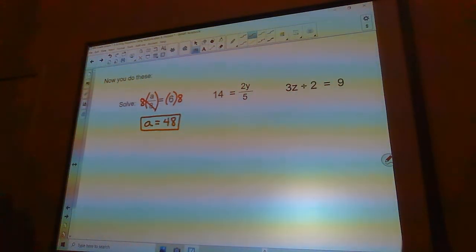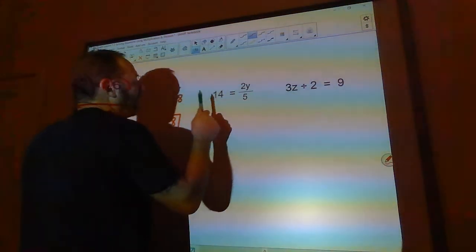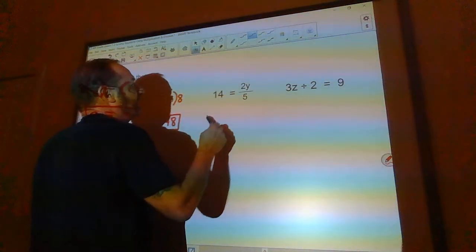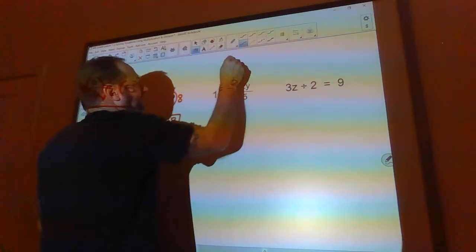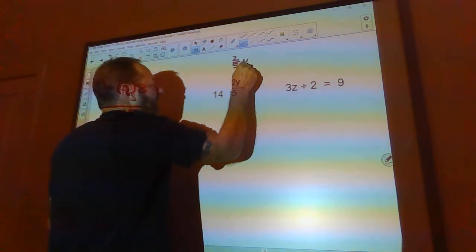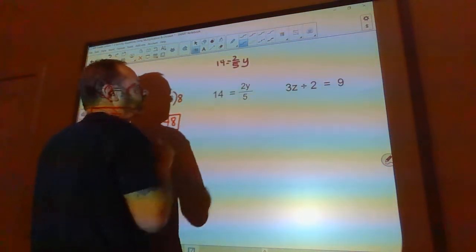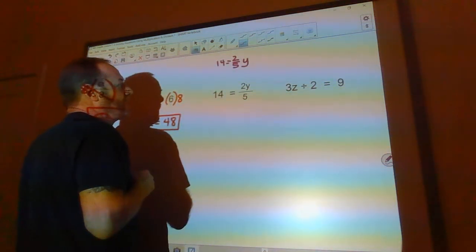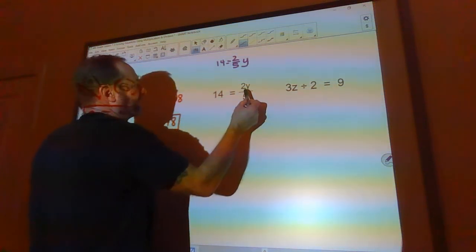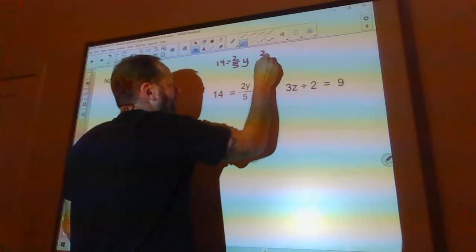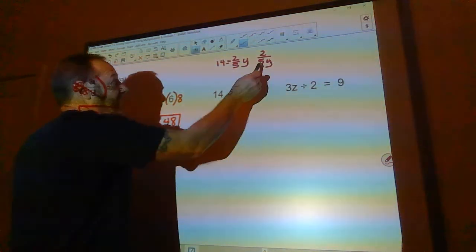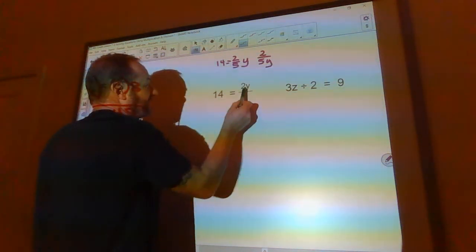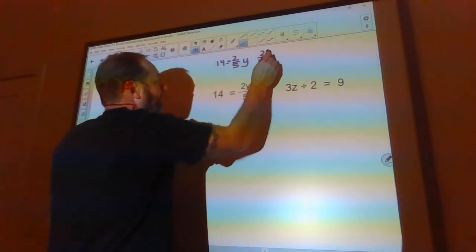Okay, this one was a little tricky, because, and I didn't mention this on the previous page, but I probably should have, 2y over 5. That's the same thing as 2/5 times y. The reason that you write it like this sometimes is so you don't have people confused about that. This is not the same thing as this, and it's not the same thing as this. So you got to be super careful about that.